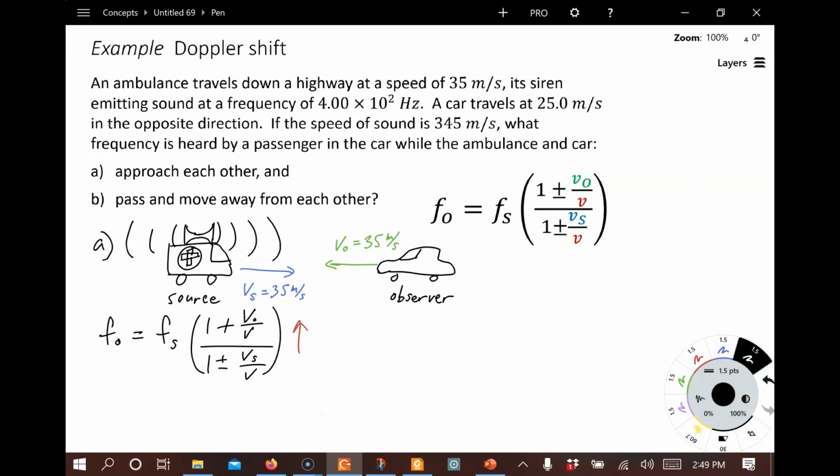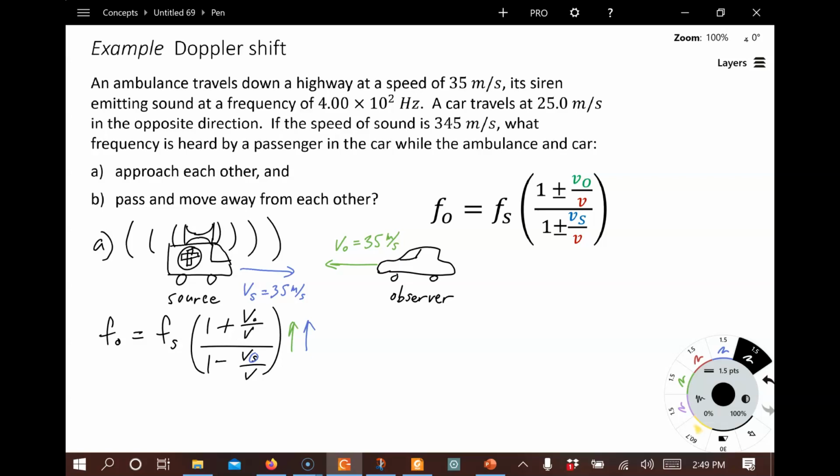And for the source, I guess I'll do it like this. Observer makes it go up. For the source is also moving towards the observer. That's going to also cause this whole term in the parentheses to increase. So that means we need to choose, since the source is here in the denominator, we need to make that smaller in the denominator to make it increase overall. That means choose the negative sign.